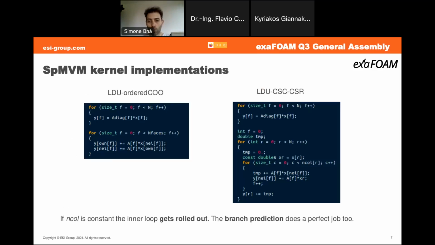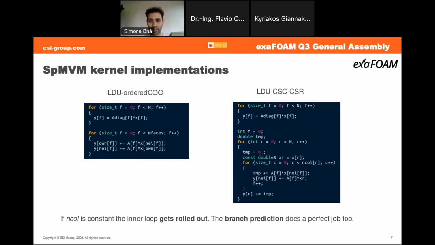In this slide, you see the C++ representation of the sparse matrix-vector kernel using the LDU ordered CO storage of the matrix. So it's pretty similar to the code you have in OpenFOAM. And on the right, you see, for example, the LDU CSC CSR variant, which belongs to the same LDU family.